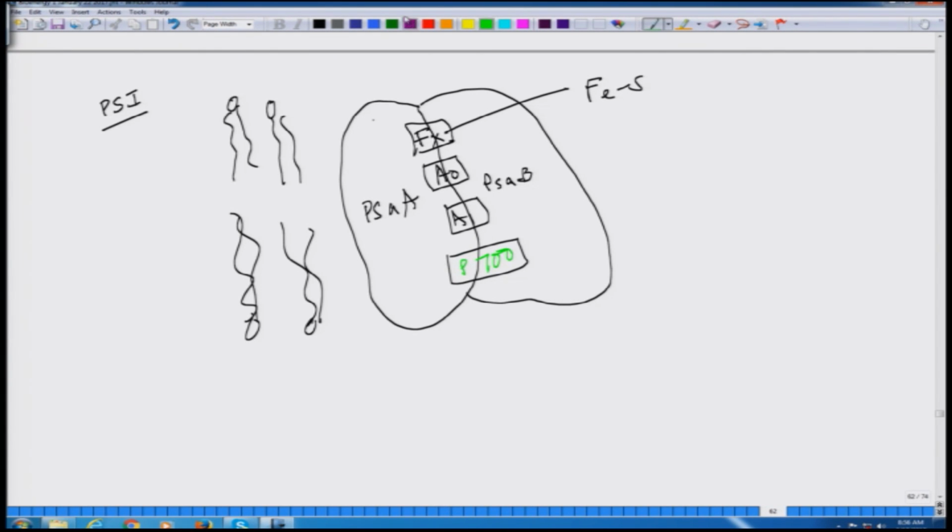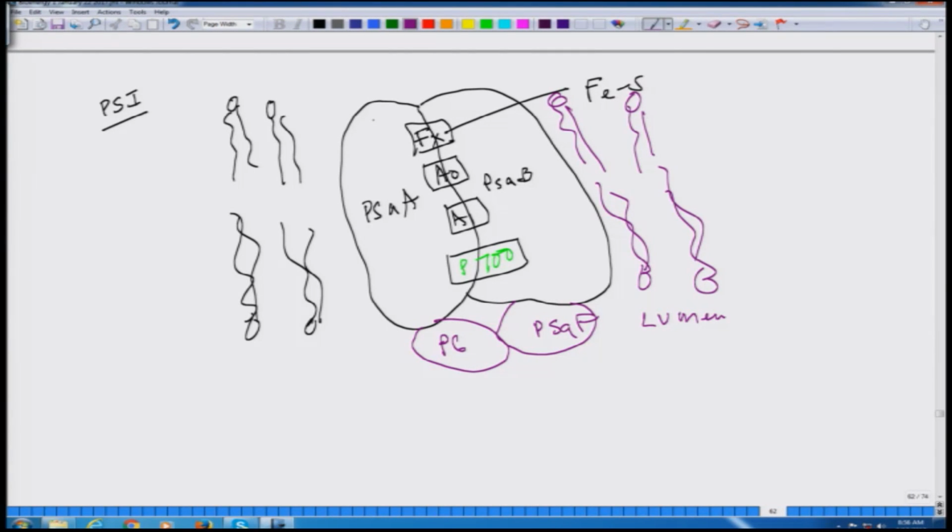there. Then underneath you have the plastocyanin PC, here you have PSAF, and of course this is the lumen, and here you have the lipid bilayer which is sitting there, and on this side you have PSAC, where you have FA and FB, which is the ferredoxin complexes which are present there. Then you have PSAD and you have FD, which is the ferredoxin.